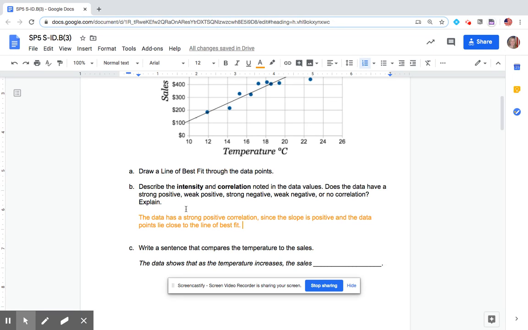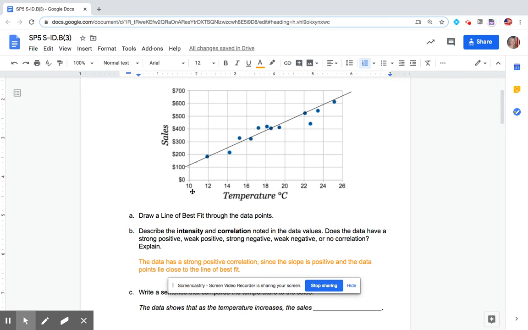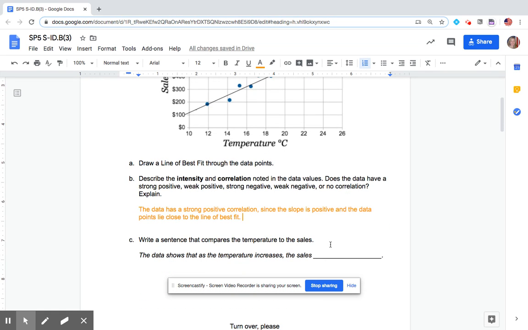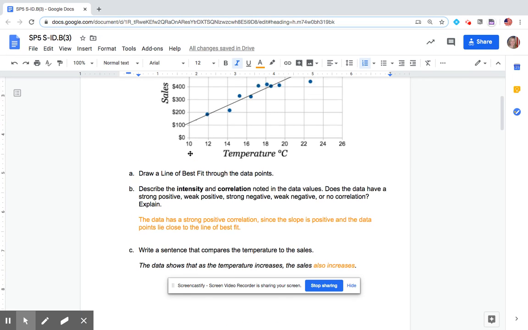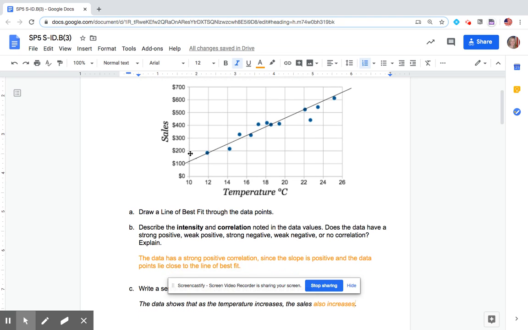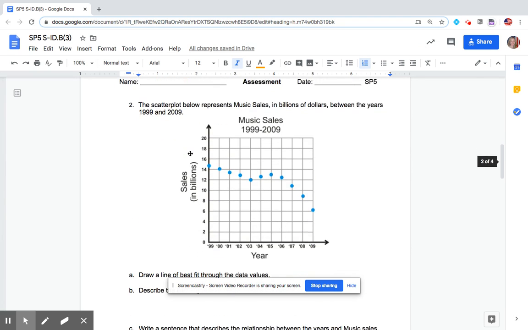So then the question says, write a sentence that compares the temperature to the sales. All right, the data shows that as the temperature increases, so whatever it is we're selling here, the sales are also increasing, right? And that's how we would interpret that particular scatter plot. And we'll look at one more example if we have time.